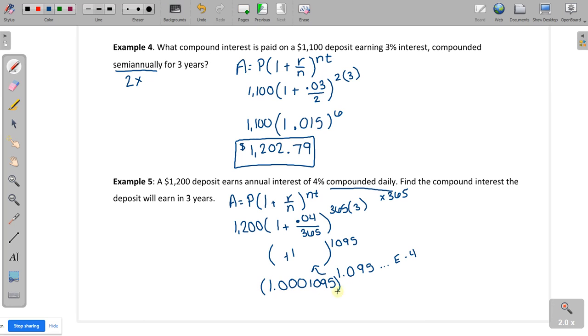Now, we can take that and bring down everything else. And now in our calculator, we're going to take 1,200 times that decimal, 1.0001095, and then raise it to the 1095. And we get $1,352.99.